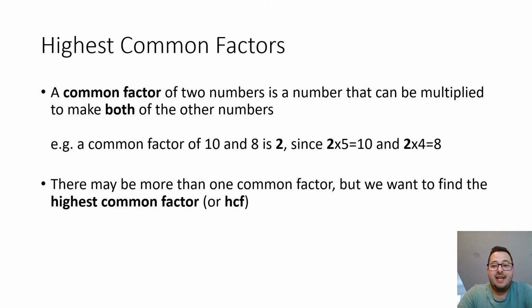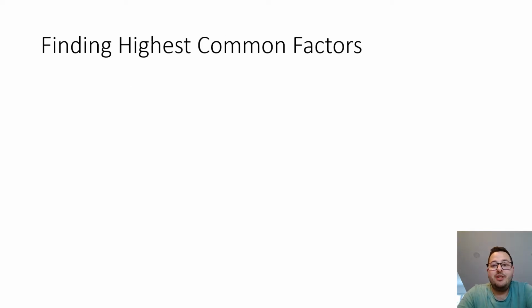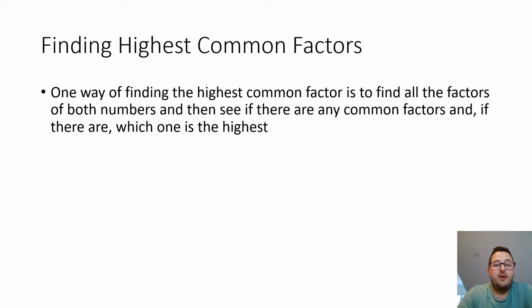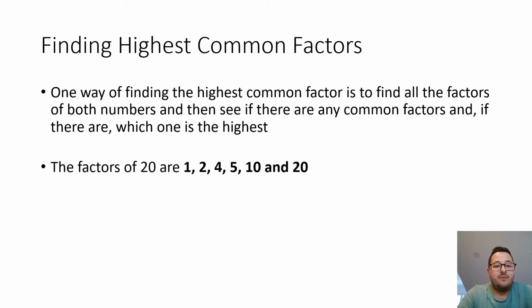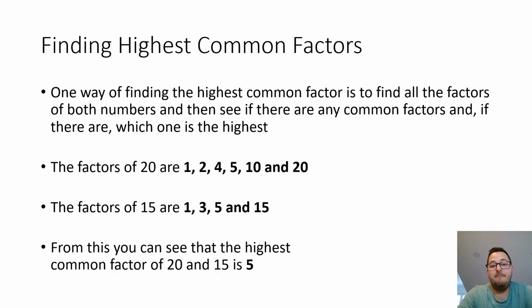Now we're going to be interested in the highest common factor. There might be more than one with a pair of numbers, but we want to find the highest one. The best way to do that is to list all the factors of both numbers, look at the common ones, and then pick the highest of those. So for instance, the factors of 20 are 1, 2, 4, 5, 10 and 20, and the factors of 15 are 1, 3, 5 and 15. From this you can see that the highest common factor of 20 and 15 is 5.